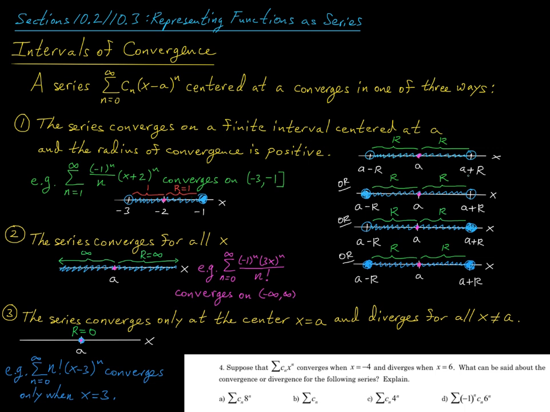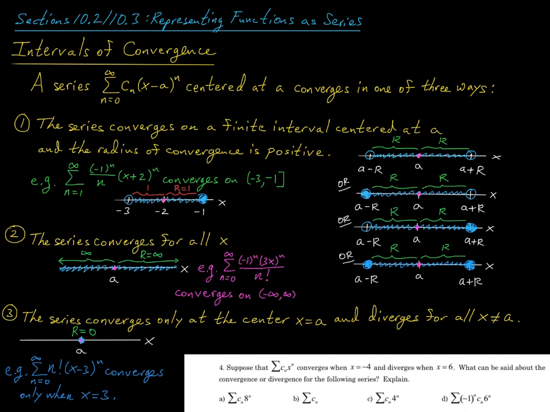Now more generally, in this first case, it's possible to have convergence at neither endpoint. It's possible to have convergence at the left endpoint, but not at the right endpoint. It's possible to have convergence at the right endpoint, but not at the left endpoint, like we have in this example. And it's possible to have convergence at both endpoints. But in every one of these scenarios, we're looking at a finite interval centered at a, and the gap between a and either one of these endpoints is this number r that we call the radius of convergence.